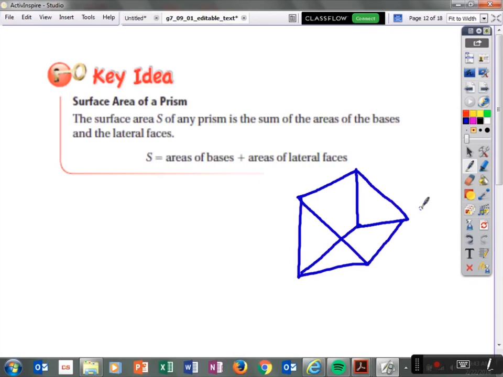Thank you. Wait, but I know the base is still a rectangle. No, it's not. Okay, I'm glad you brought that up, Aiden.